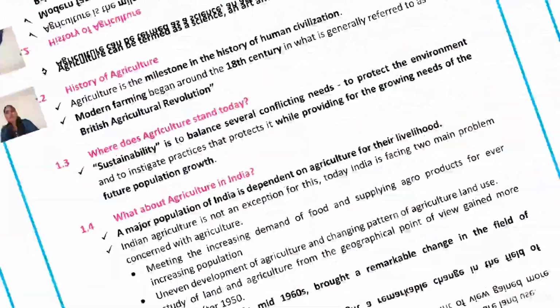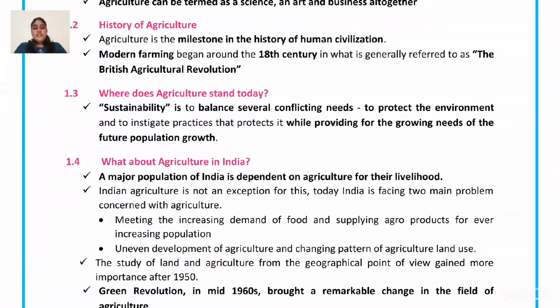And that is why, after independence, there was the introduction of high yielding varieties. There comes the era of the green revolution. What does green revolution basically mean? It is the era where food grain production increased, and that happened with the introduction of high yielding varieties.